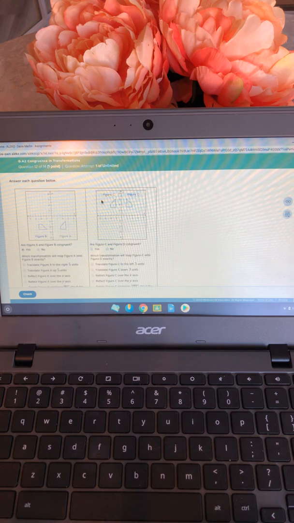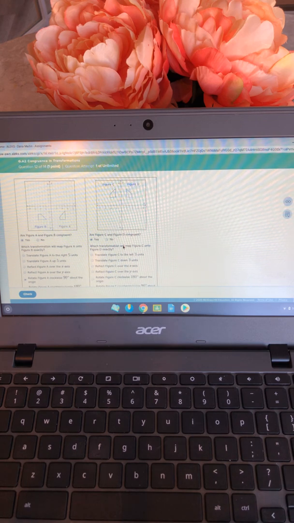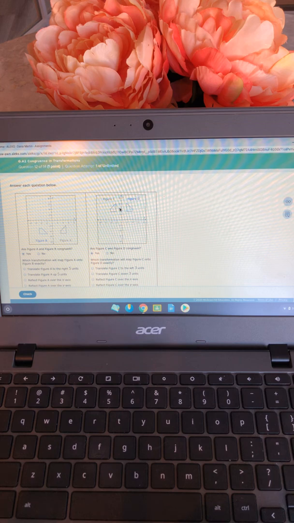Okay, are these congruent? Yes. So it's going to be one of these. So here we go. Now this looks to me like a reflection. So if it's 2 boxes to the left away from the y-axis and 2 boxes to the right, that is a reflection over the y-axis. So I'm going to look, now that I think I know what the answer is, translate figure C, there's C, to the left 3 units.